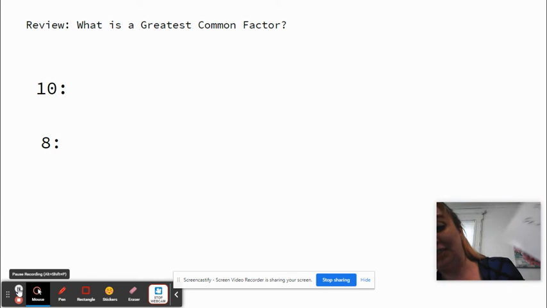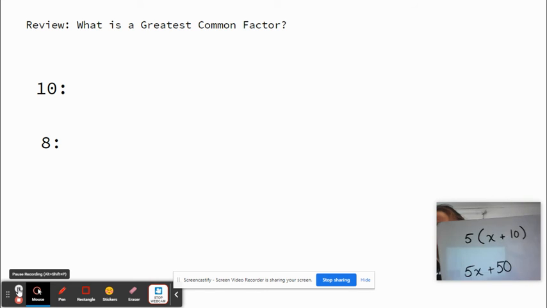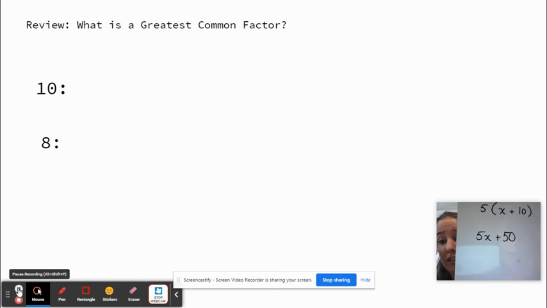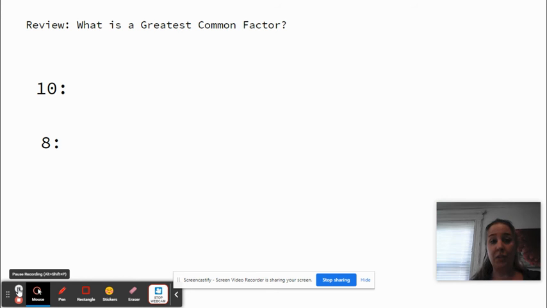What we're going to be doing now is sort of working backwards. We're going to get something that looks like this, and we're going to have to basically pull the 5 out and bring it to where it looks like this. And we'll build towards that, but it's important that you remember what a greatest common factor, a GCF, is. So let's take a look at this 10 and this 8.